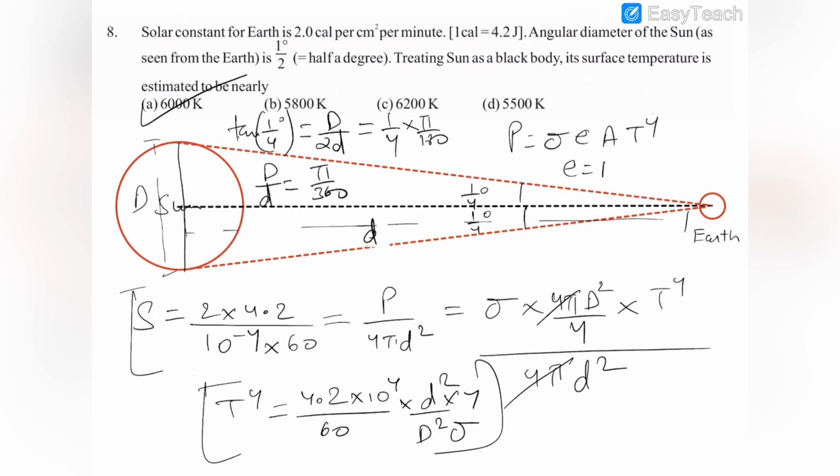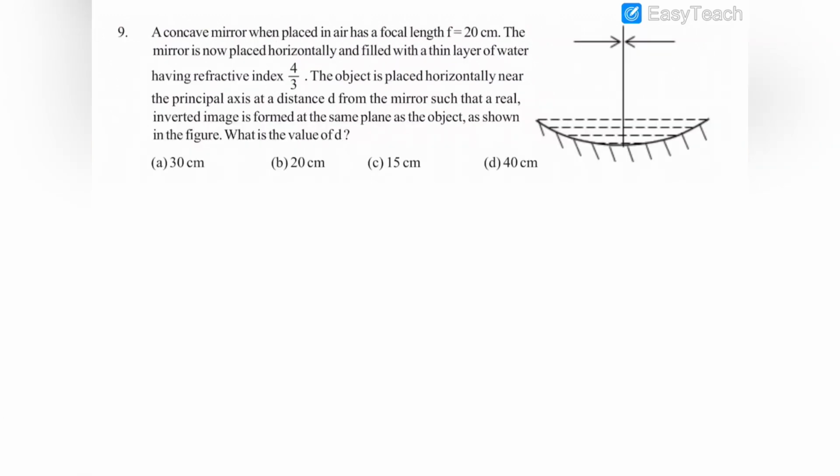Now we move on to the next question. In this question, you can see that there is a concave mirror whose focal length f is equal to 20 centimeters. And the focal length of concave mirror is r by 2, where r is its radius of curvature. So r will be equal to 40. Now you can see that some liquid water is filled in this concave mirror, and then an object is kept at some distance from this system in such a way that its image is formed at the same position.